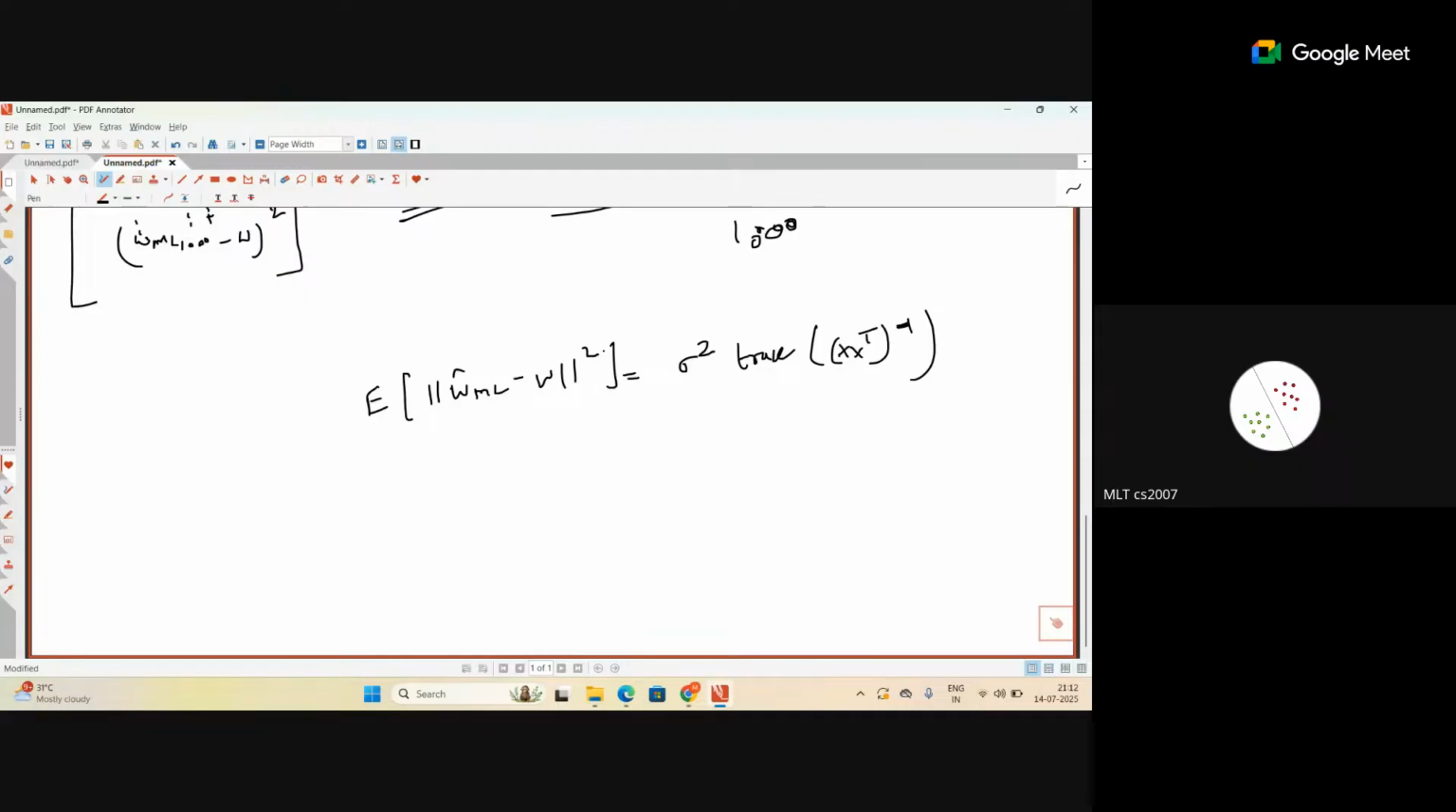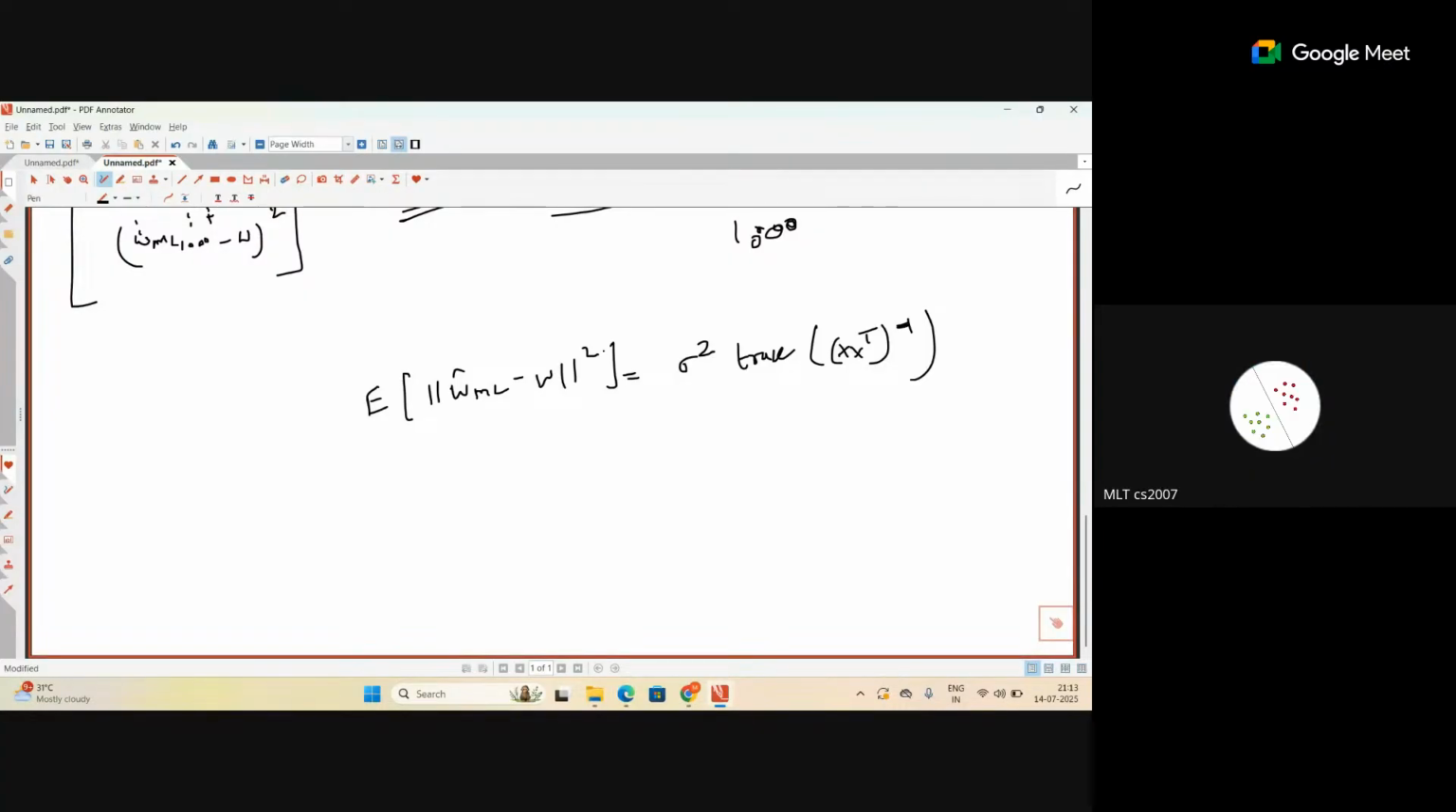But the important part here is what? Sigma square into trace of X X transpose inverse. Is that okay? Now at least you are able to make the connections of what it is going to say. I just wanted to show you what the connections are there. Is that fine? Yes, sir.